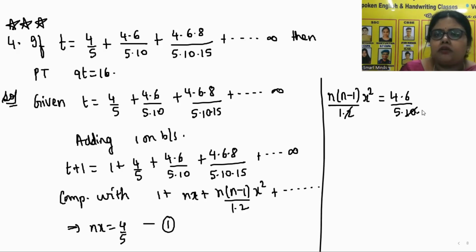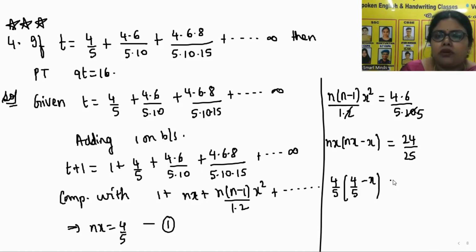Now 2 ones are 2, 2 fives are 10. And this 1x I will take inside. So nx into (nx minus x) is equal to 24 by 25. Now put nx value here. So 4 by 5 into (4 by 5 minus x) is equal to 24 by 25.